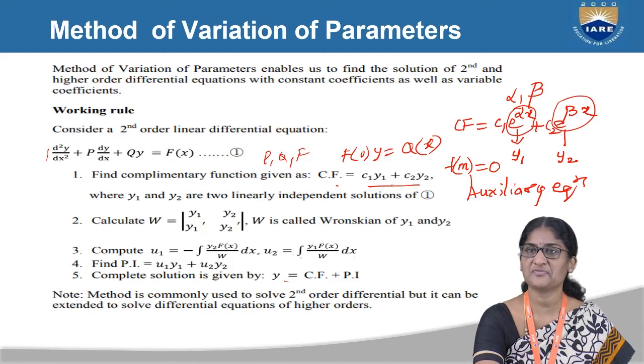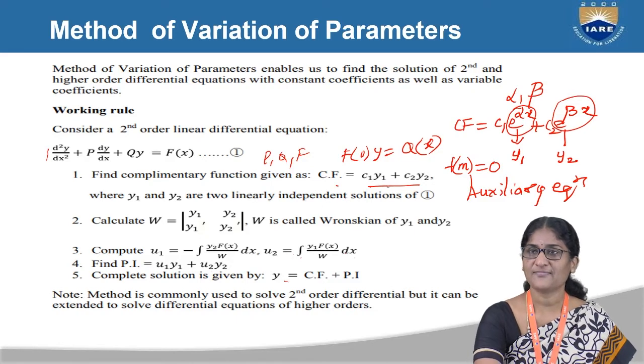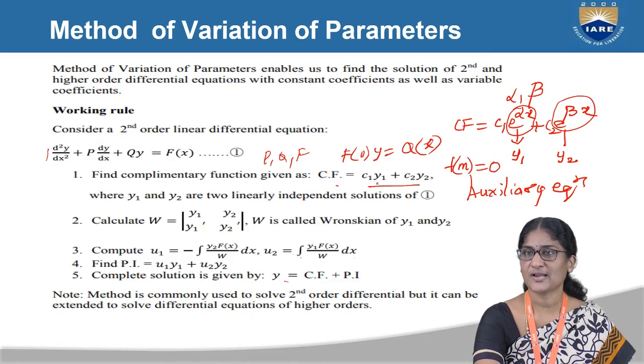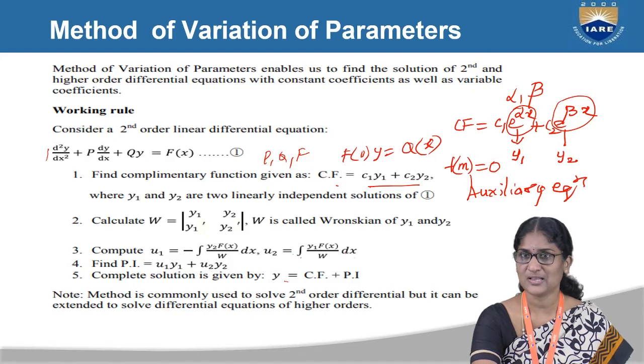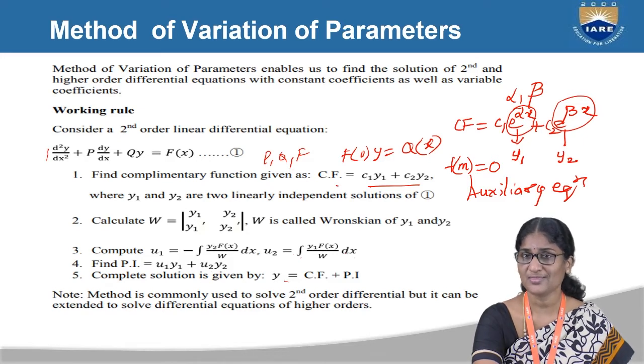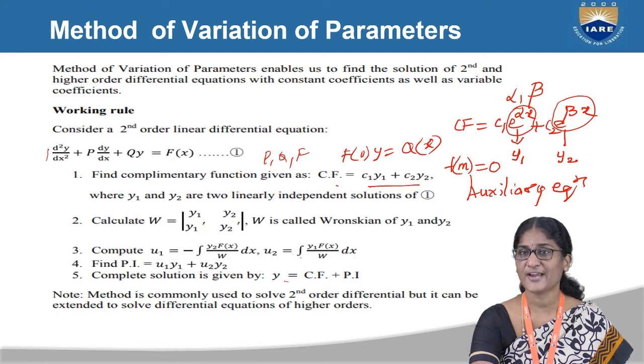This is confirmed as we are referring only to second order differential equations. After finding the complementary function, identify Y1 and Y2. Then find the Wronskian, which is nothing but the determinant of the matrix of Y1 and Y2 with their derivatives, Y1 dash and Y2 dash. After finding the determinant of the 2 by 2 matrix, which is the Wronskian, represent that value with W. Then compute u1 and u2, where u1 is equal to minus integral of y2 into f of x by w, and u2 is equal to integral of y1 into f of x by w, with respect to dx.